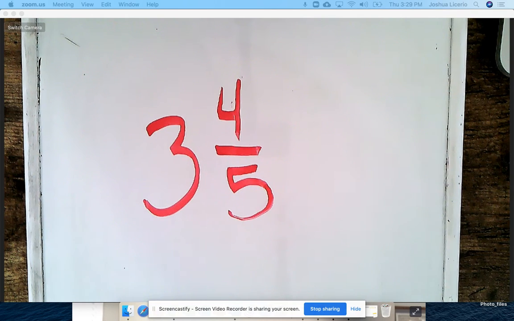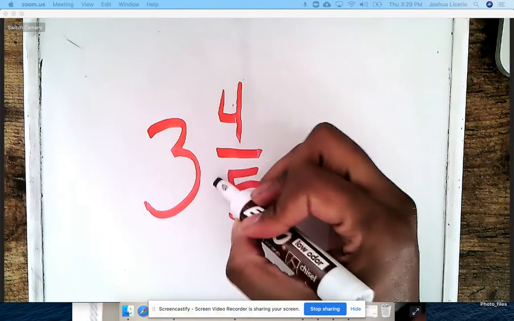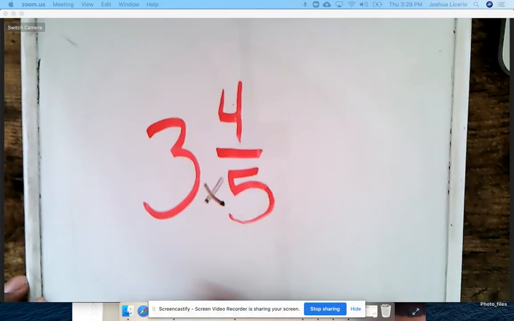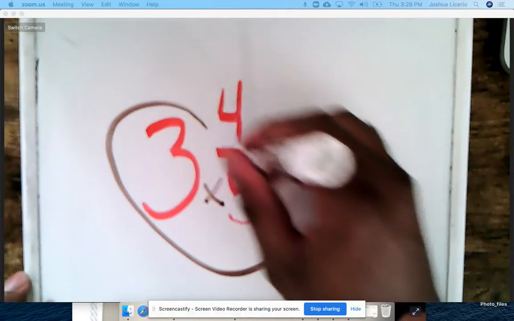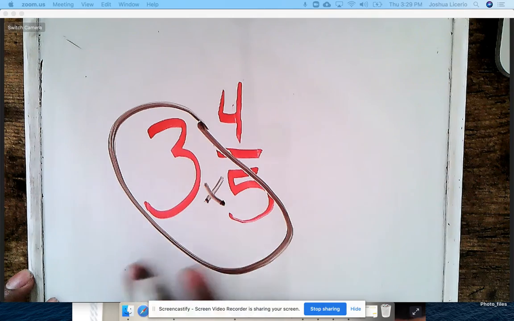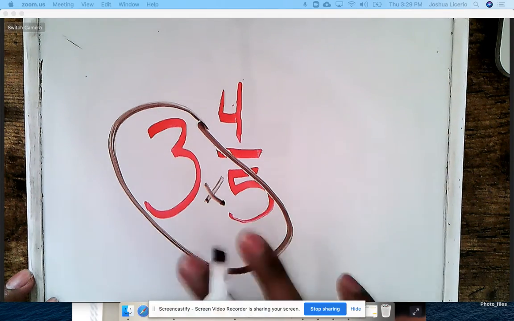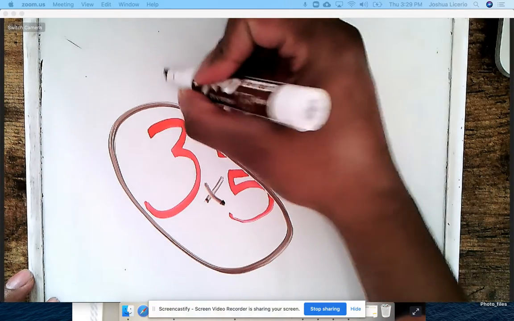All right, so let's take another look at how to convert a mixed number to an improper fraction. The first step that I want to take is I always want to multiply my whole number times my denominator. So I'm going to do 3 times 5. Notice how I'm circling my denominator and whole number so I can show that I'm multiplying those two numbers, and I get 15.